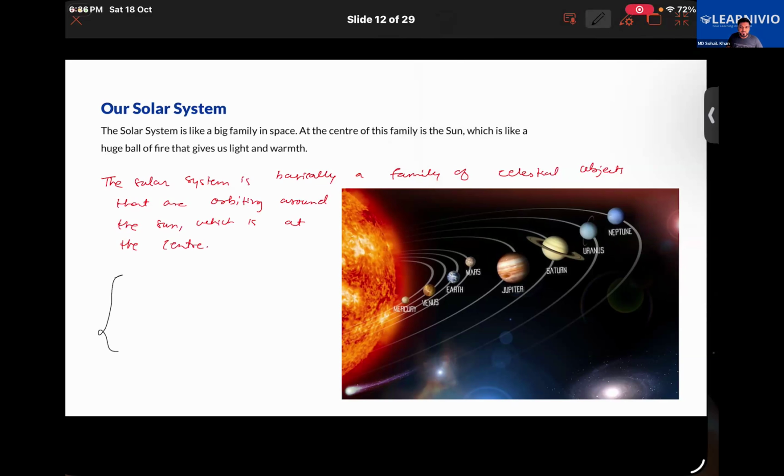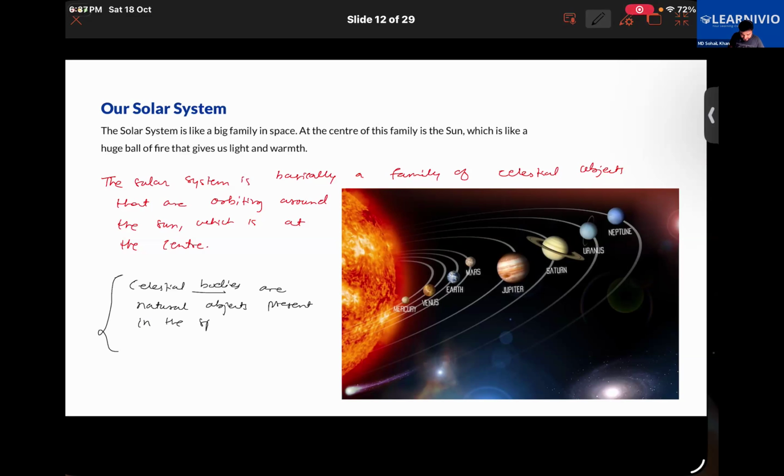Getting it, Sai? Celestials are the planets, asteroids, meteoroids, moons, etc. So they are called celestial objects, celestial bodies. Celestial bodies are basically any kind of natural objects present in the space.